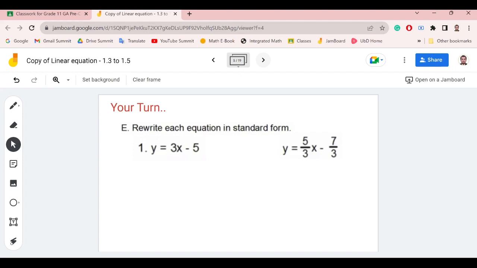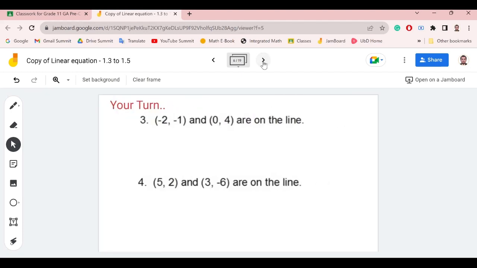Let's continue to the next two questions. Here we have another two questions. Negative 2, negative 1 and 0, 4 are on the line. So how can we write them in standard form?